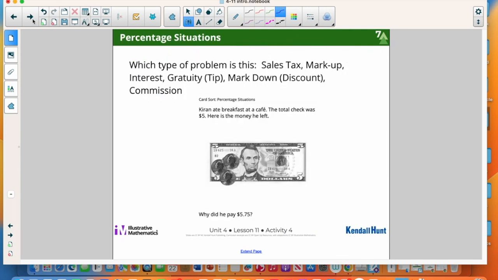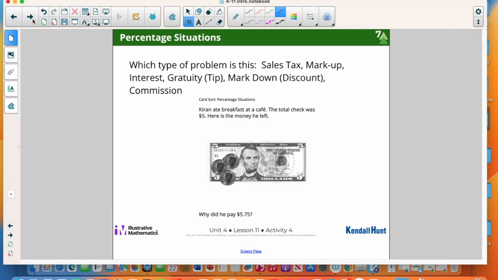And then we just ended by looking at some scenarios because the key to this whole thing is just figuring out which type of problem do we have. So is it sales tax, markup, interest, gratuity? Gratuity is another word for tip, markdown, or commission.